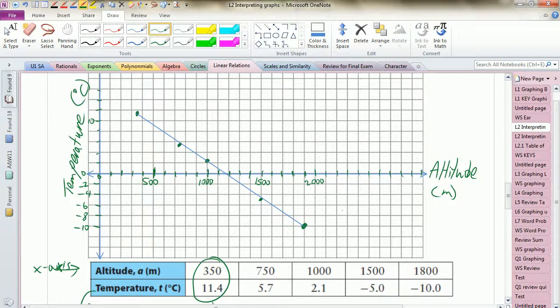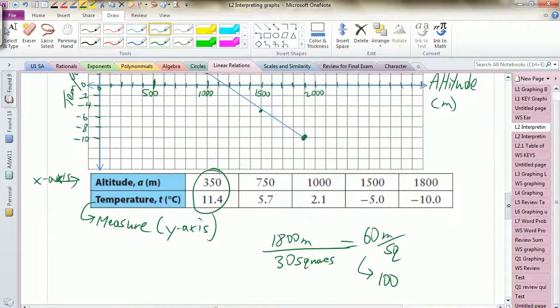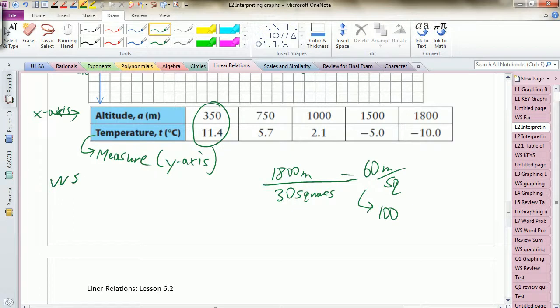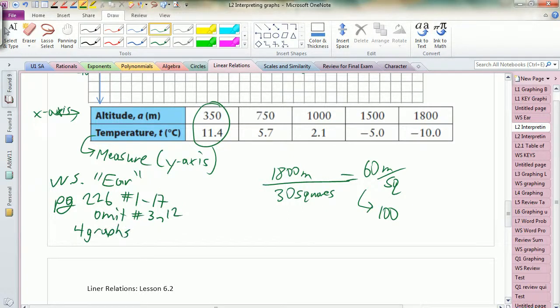Okay, so for your homework, worksheet, what does one ear say to the other? And page 226, numbers 1 to 17, omit numbers 3 and 12, and you have to make 4 graphs. 3 or 4, I'm not sure how many. Now, if you don't have graph paper at home, I have some here. I'll hole punch it.